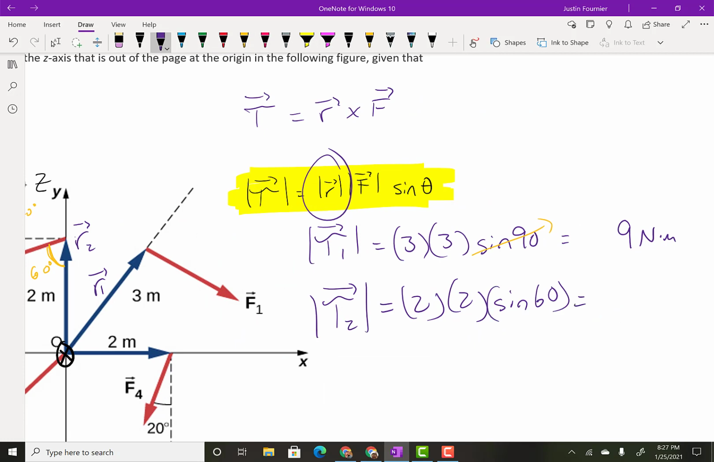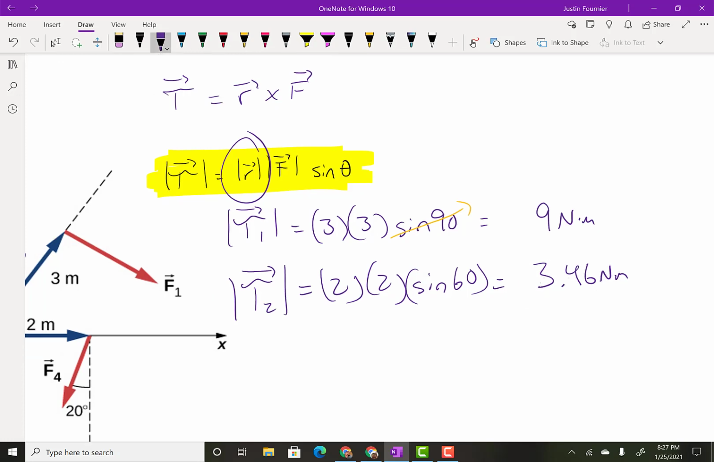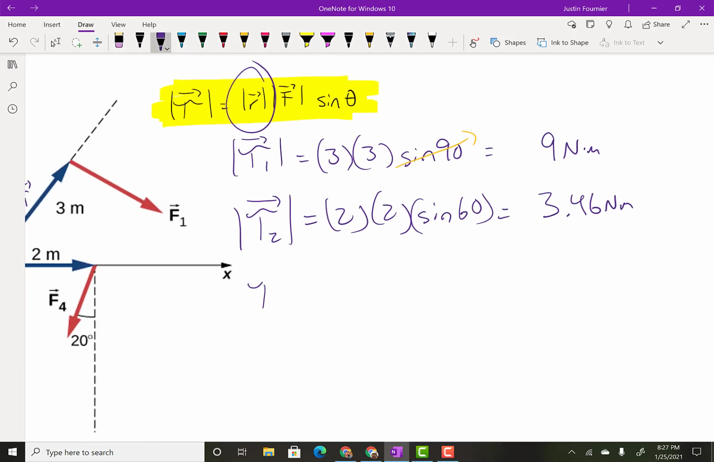I've got to break out my calculator here because I don't remember sine of 60. It's root 3 over 2 or something like that. I'll just do sine of 60 times 2, which gives me about 3.46 Newton meters. Again, we'll figure out direction at the end. So that is the magnitude for torque 2. Torque 3.